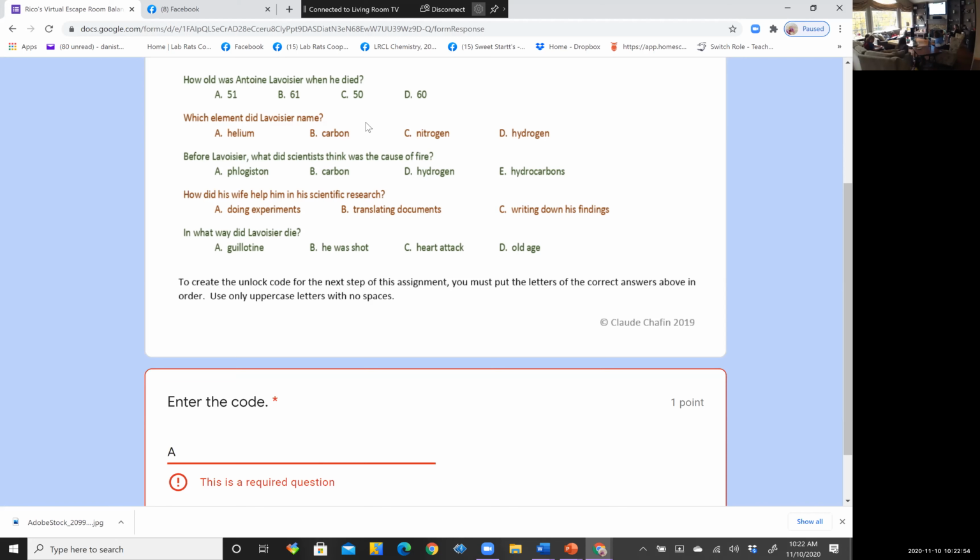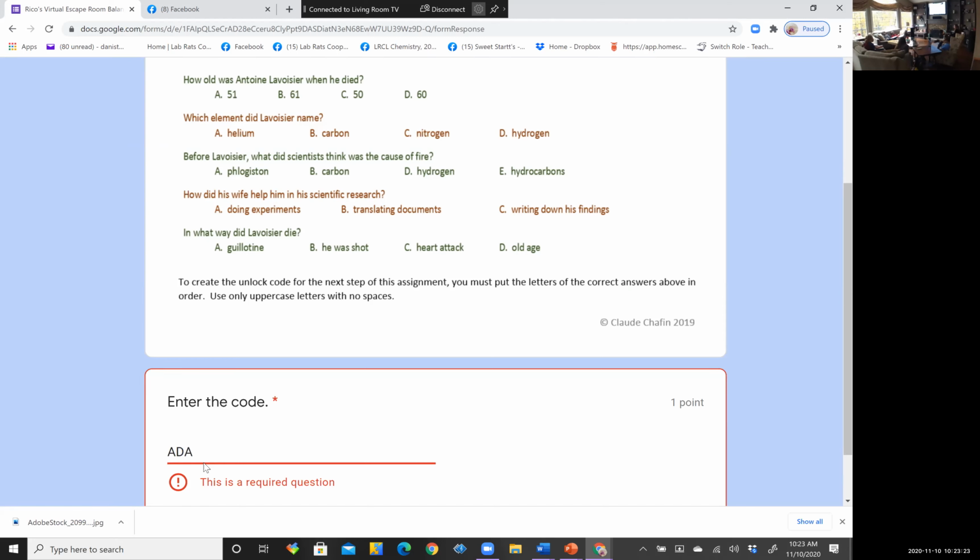Which element did he name? Helium, carbon, nitrogen, or hydrogen? D, hydrogen. Okay, who votes for hydrogen? Hydrogen wins. Let's go for hydrogen. Before Lavoisier, what did scientists think was the cause of fire? Phlogiston, carbon, hydrogen, or hydrocarbons? Duh. Phlogiston. Do we all agree with that one? Okay.